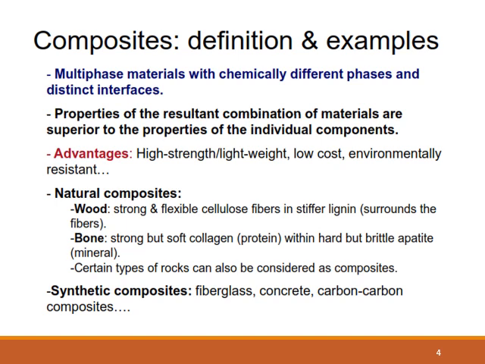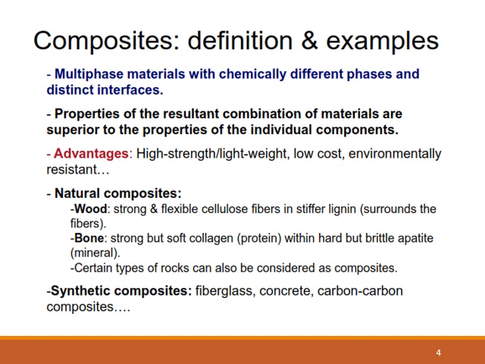So you see, that's a combination of properties. The fiber is one phase, the lignin is another phase. The combination gives you a wood that is strong and flexible. Another typical example is bone. You see, the bone is strong and it's also soft.